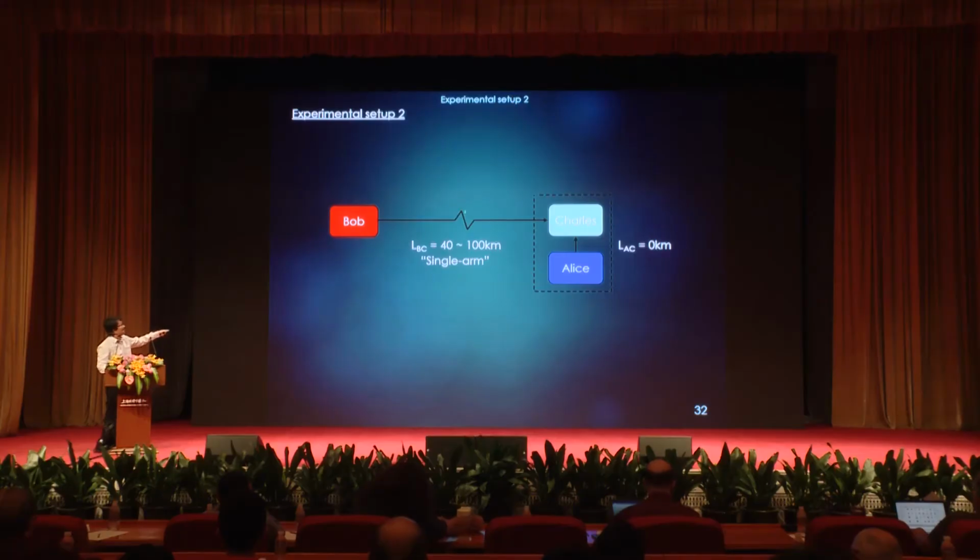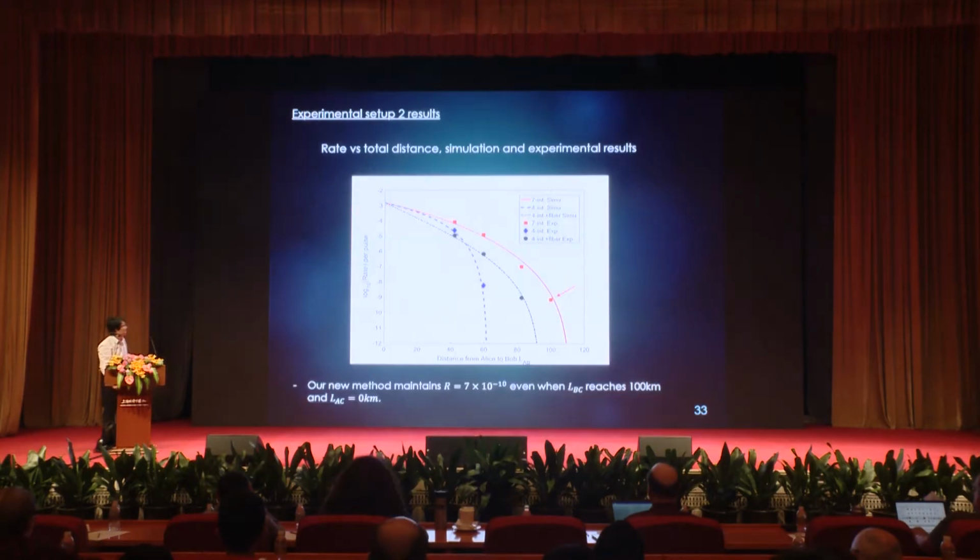So this could also be important if this is a free space channel and you want to perform MDI QKD across it. Now, when we study this key rate again, we see that it also follows the predictions very well, and the new method maintains a good key rate even when the LBC reaches 100 kilometers and the LAC is 0, which is a highly asymmetric case that previously was unimaginable with MDI QKD.